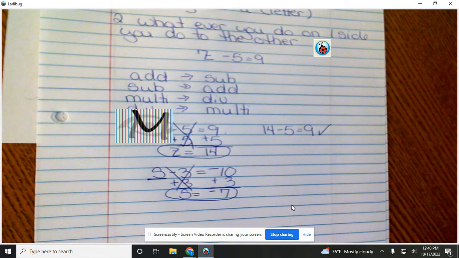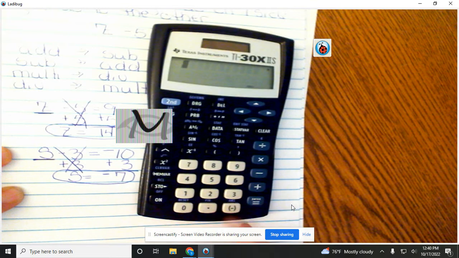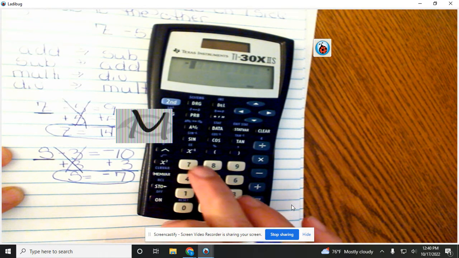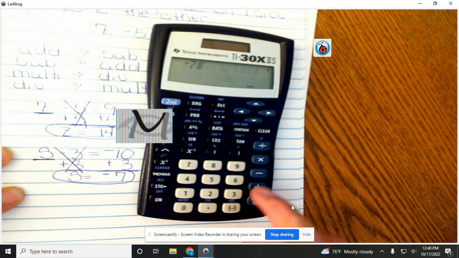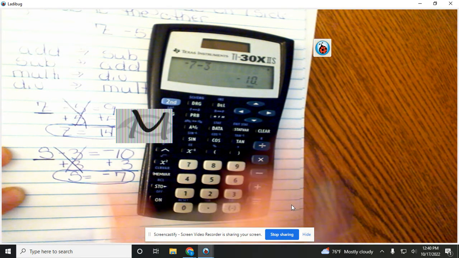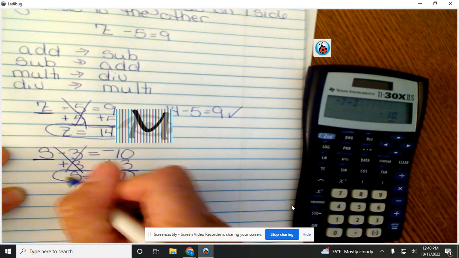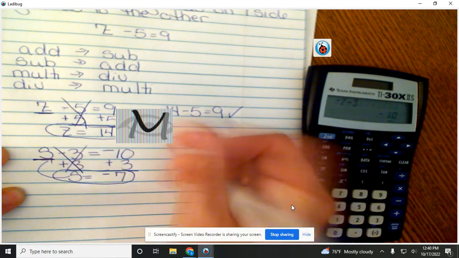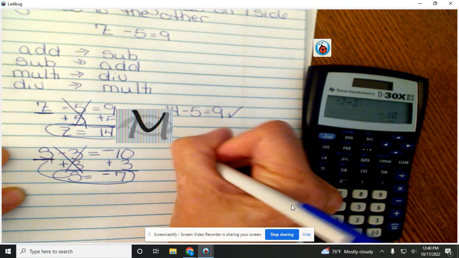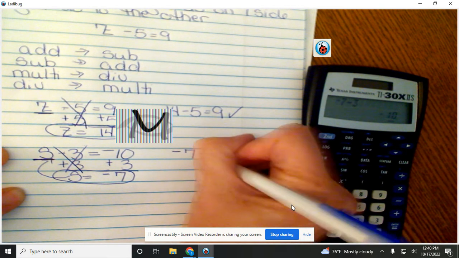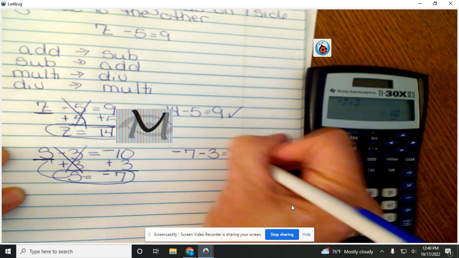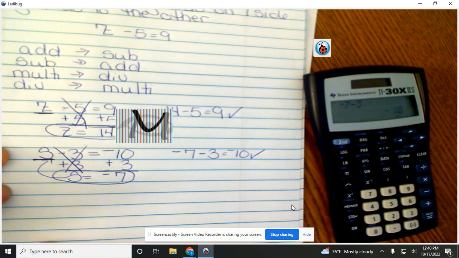Now, if you were to put this inside your calculator, if you put negative 7 minus 3, you get negative 10. So what I'm doing is I'm putting negative 7 over here. So negative 7 minus 3 gives you negative 10. So you did this one correctly.